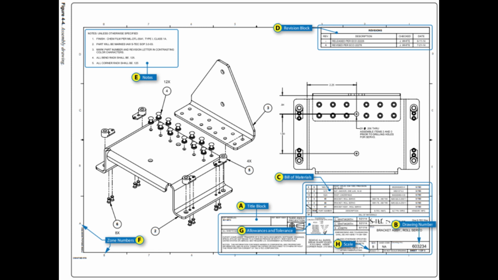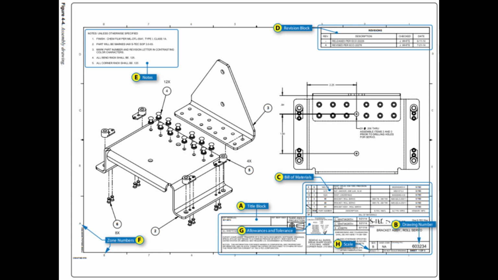Zone numbers. Zone numbers on drawings are like the numbers and letters printed on the borders of a map. They help locate a point. To find a point, mentally draw horizontal and vertical lines from the letters and numerals specified. The point where these lines intersect is the area sought. Figure 4-4F shows the zone numbers on a drawing.